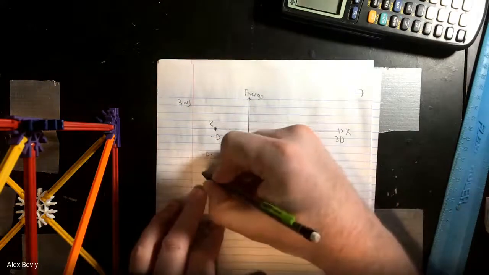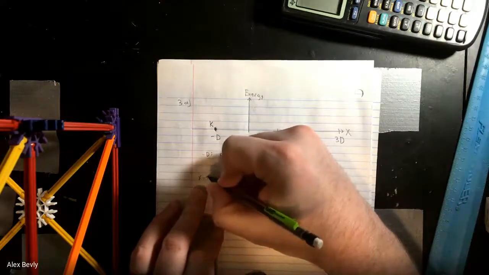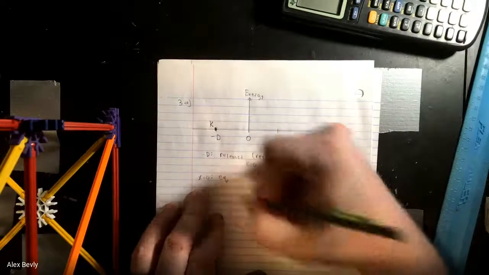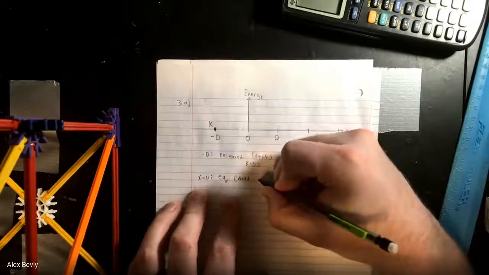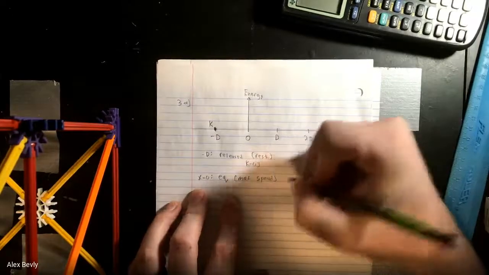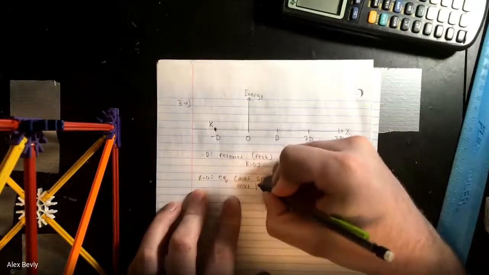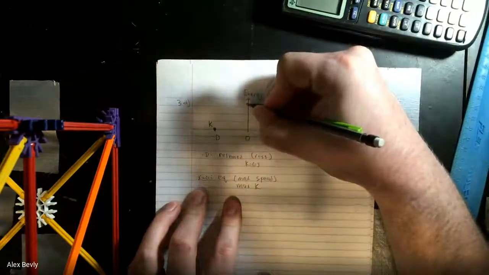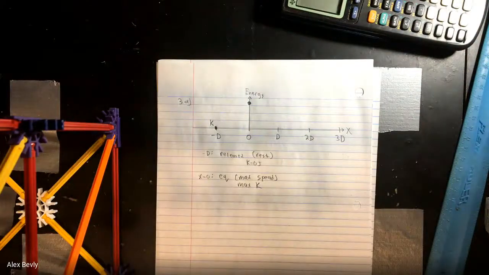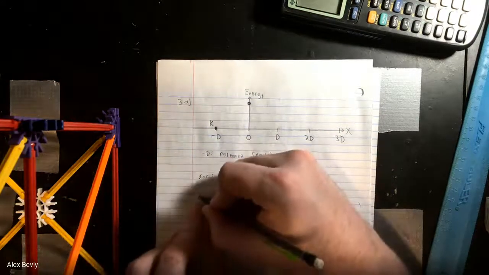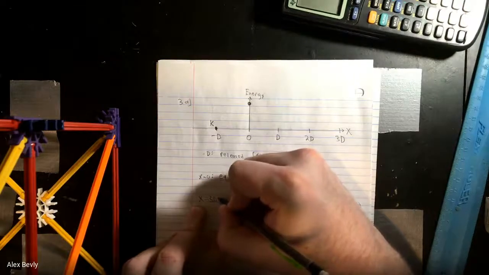So at x equals 0, this is our equilibrium position, which means maximum speed, which means maximum kinetic energy. So we have a real high kinetic energy here. And then we hit a friction surface. So what happens at position 3d?